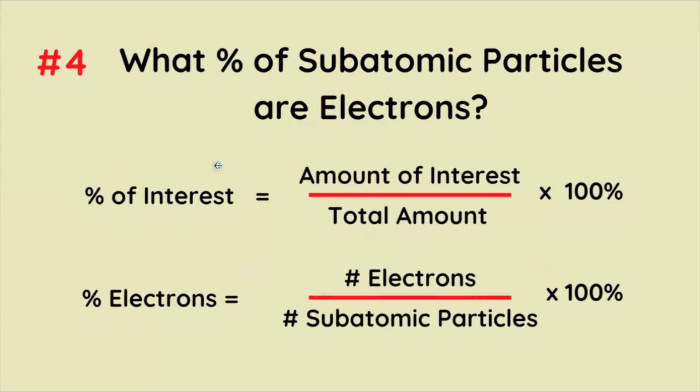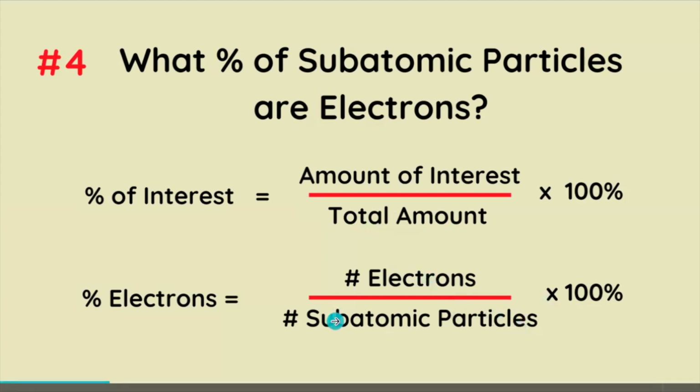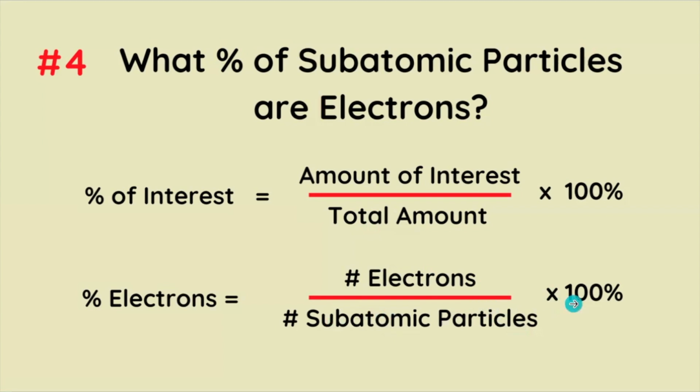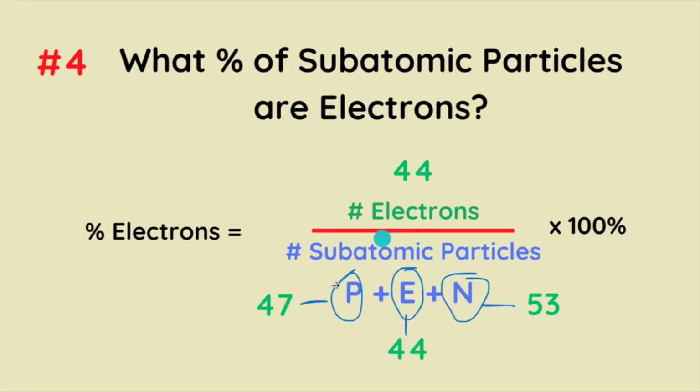What percent of this isotope's subatomic particles, its protons, electrons, and neutrons, are composed of electrons? Whenever we do a percent calculation, it's important to understand what percent means in the general sense: amount of interest divided by the total number times 100%. So in this case, it's the number of electrons divided by the total number of subatomic particles, protons plus electrons plus neutrons, times 100%.